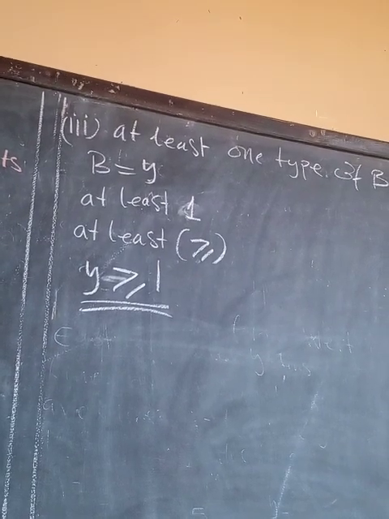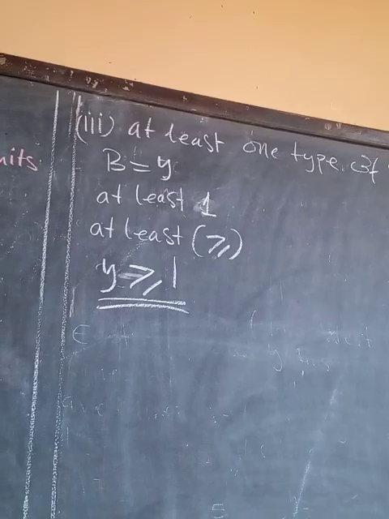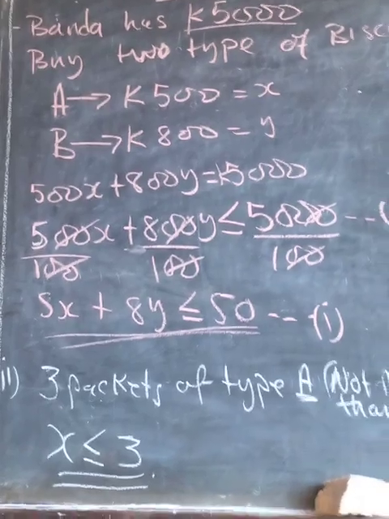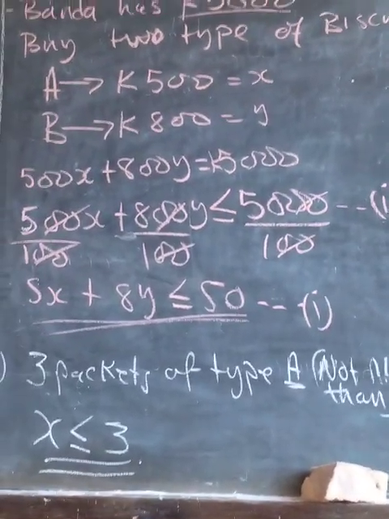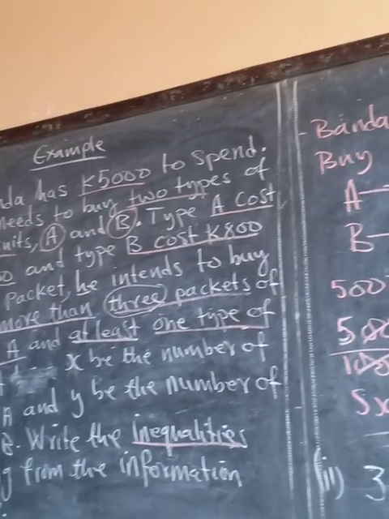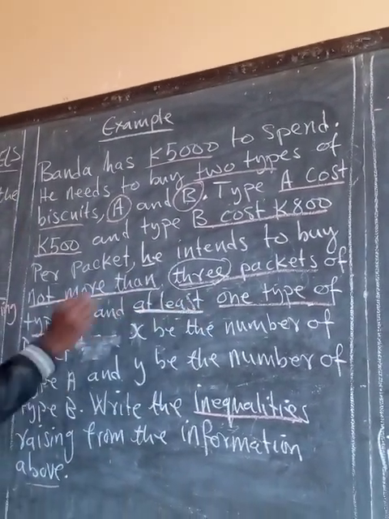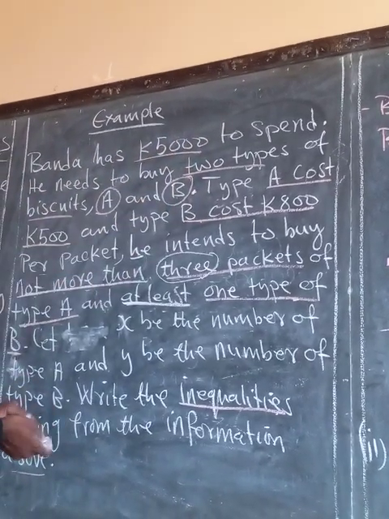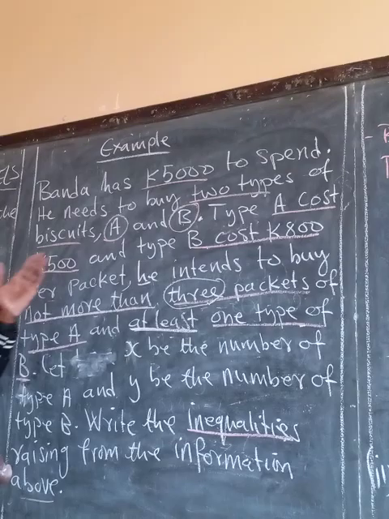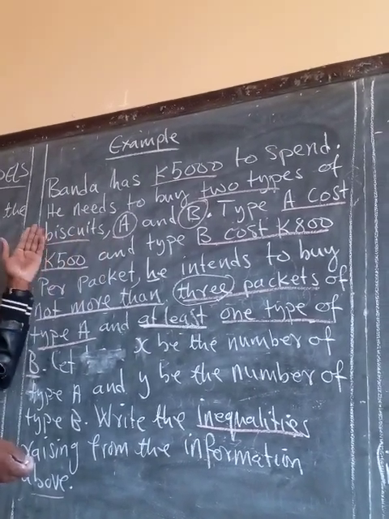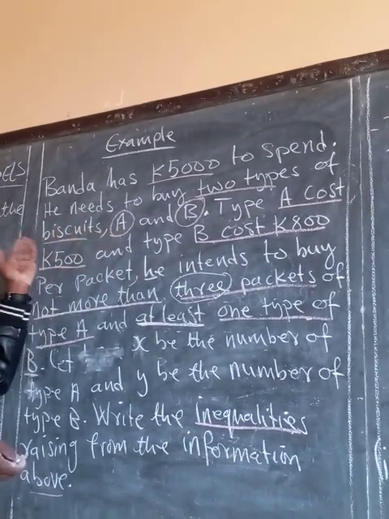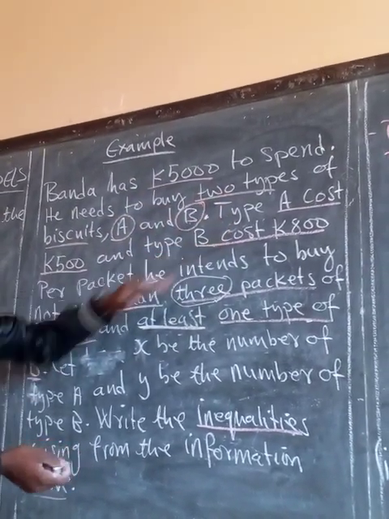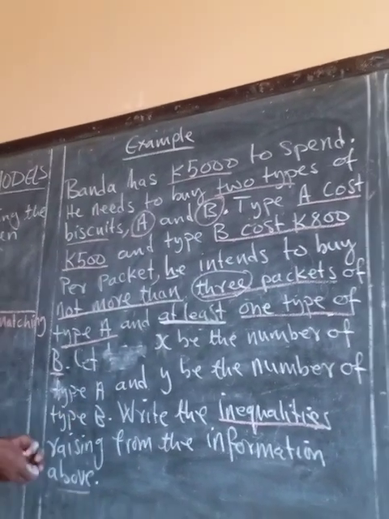So this was the statement given, and we have come up with 3 inequalities, which is this inequality, and that inequality. All you have to do is follow the words that are important here. For example, we have not more than, and we have at least, but the general inequality comes from the first top part of the question that is given. So we know that Banda has 5,000 kwacha to spend. He needs to buy 2 types of biscuits, A and B. So the first inequality will come from this statement, which is here, and you'll be able to get your answer as accurate as possible.